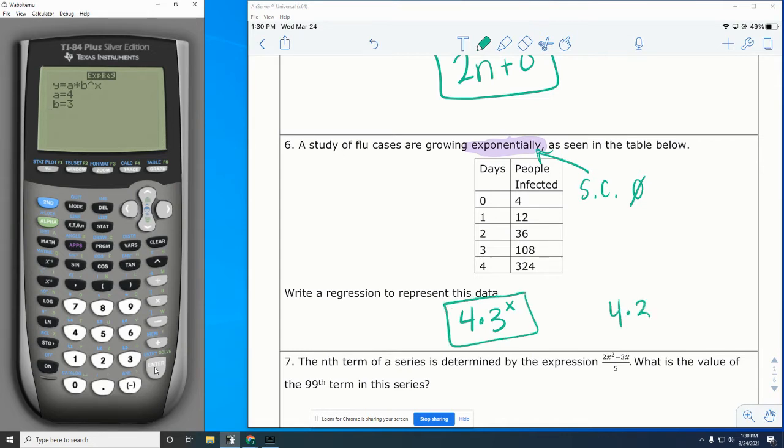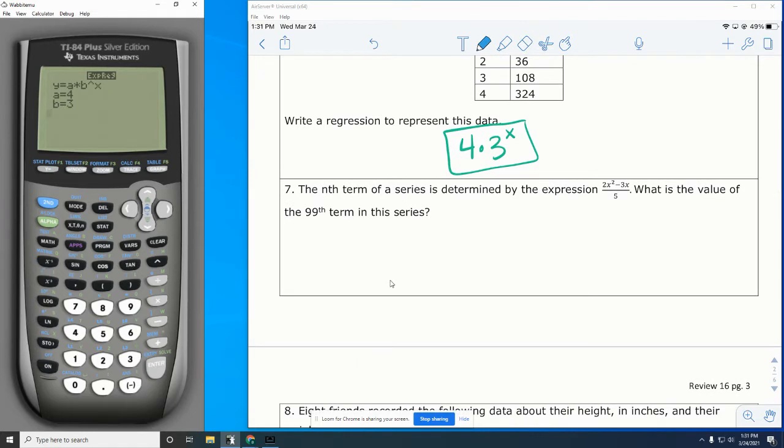Keep in mind, this would be incorrect. The x is not down with the 3. The x is an exponent. That's what that little caret on your calculator means. So make sure you don't write it as a regular n. Make sure you write it as an exponent.